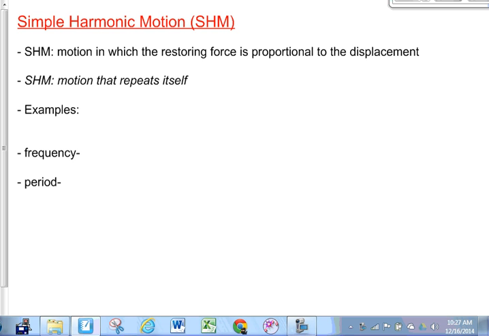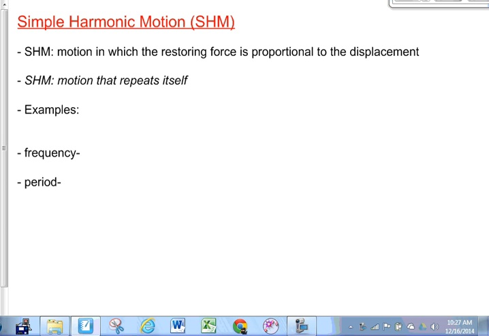Getting ready to start our last unit. Our last unit is called Simple Harmonic Motion and Waves. We're going to focus for the first couple of days on simple harmonic motion, which we're going to define as motion in which the restoring force is proportional to the displacement.